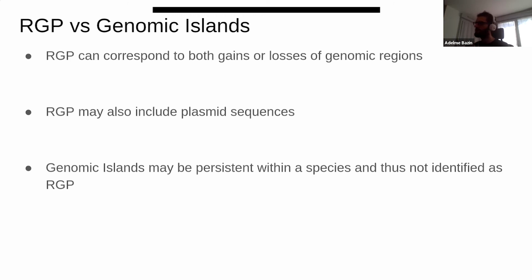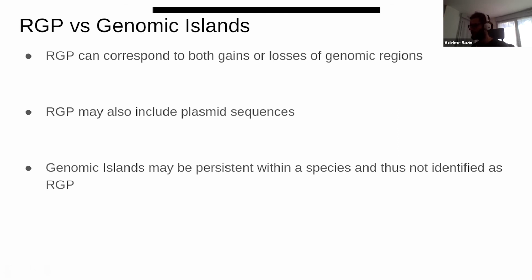They will also include plasmid sequences. This is because plasmids are rarely kept in all the genomes of a species, so you will predict them as RGPs. And depending on the definition that you use of a genomic island, some may be persistent within a species and thus not identified as a region of genomic plasticity.